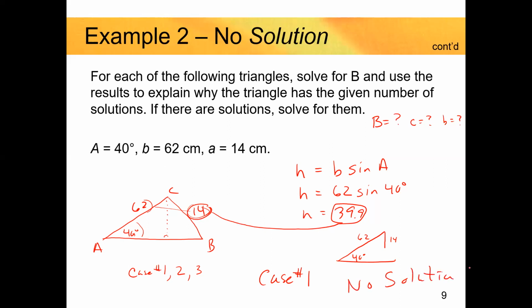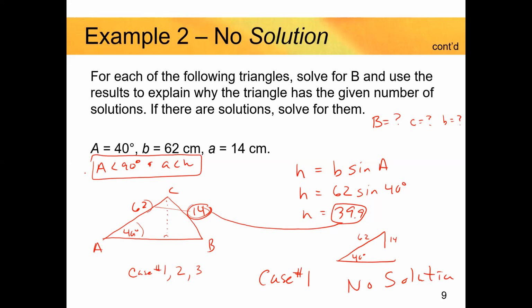So how do we write the results of that, because the problem says to use the results to explain why the triangle has the given number of solutions? So, no solutions. Case 1, no solution because A is less than H. Is that what you said? So in this case here, case 1, no solution. You can't just put N/A. A is less than 90 degrees. I know, there's my conditions here. And A is less than H. That's the answer for it, in math speak.